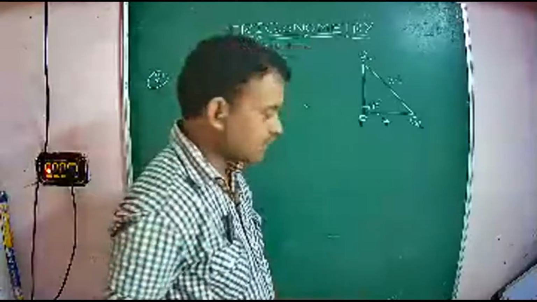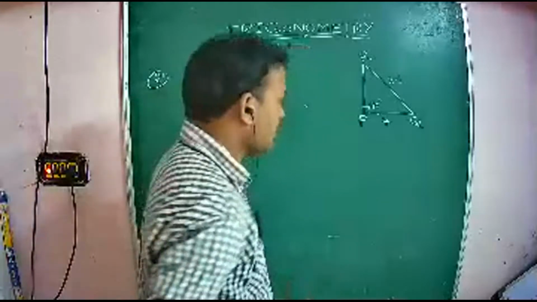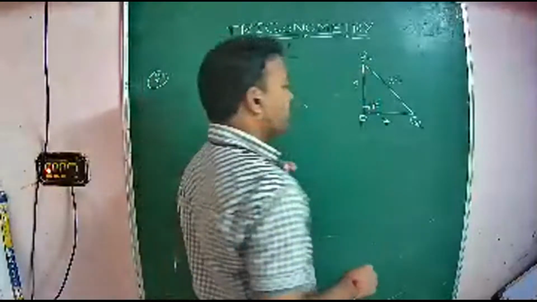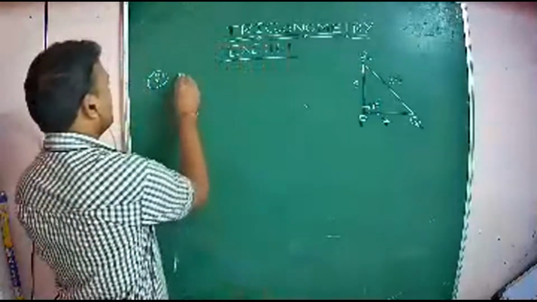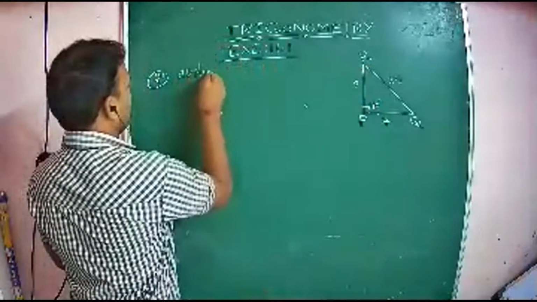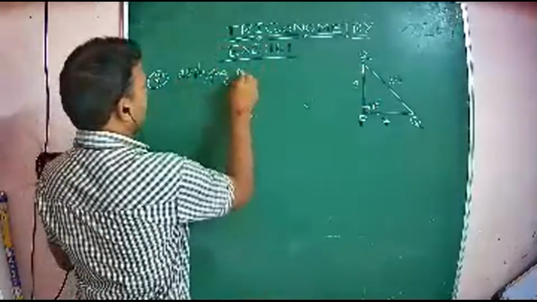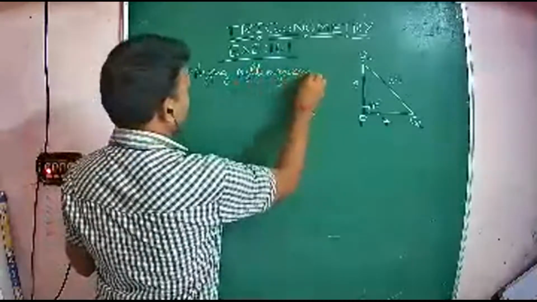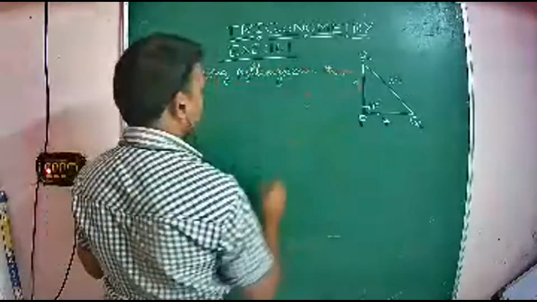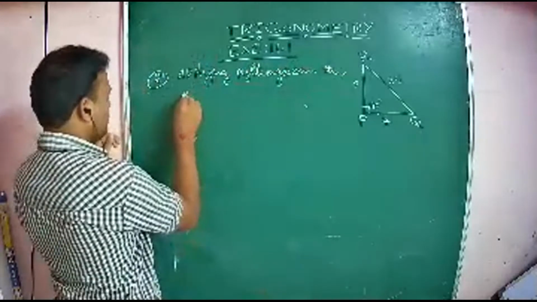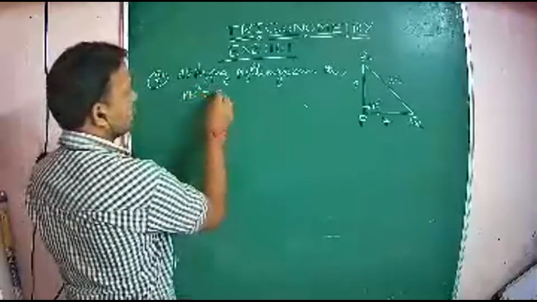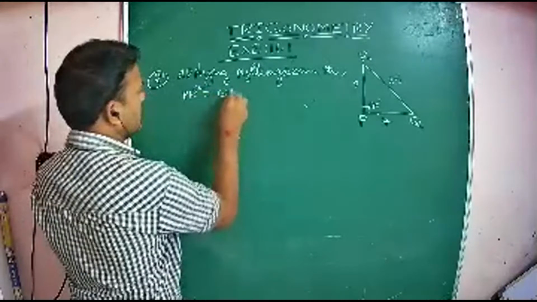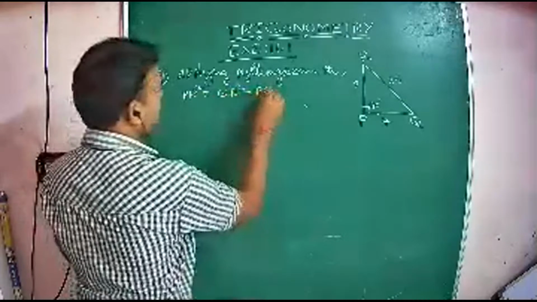So first of all, you consider the right angle triangle. Now I need to find out the PR value. Applying the Pythagorean theorem, PR square is equal to QR square minus PQ square.